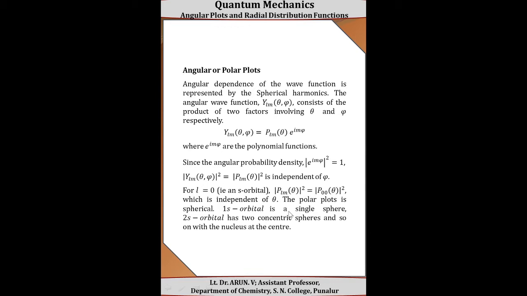For a value L equal to 0, that represents an s orbital, |P_lm(theta)| squared is equal to |P_00(theta)| squared, which is independent of theta. Thus the polar plot is spherical when the value of L is equal to 0. That is the 1s orbital. If we plot the 1s orbital, we get a single sphere, and if we plot the polar plot, the angular plot, for the 2s orbital, it has two concentric spheres with one node, and similarly for other 3s, 4s, etc.